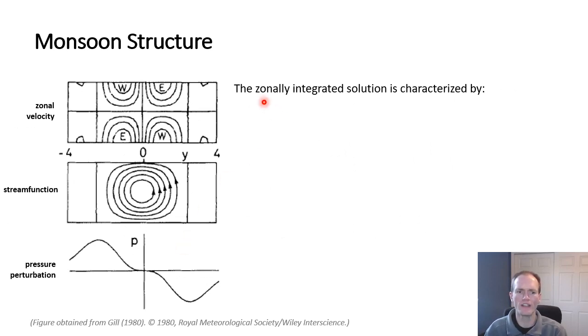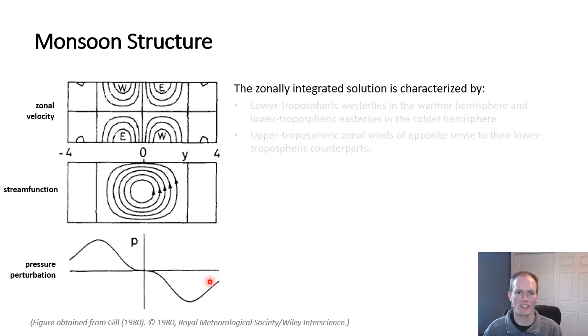So if we take a look at the zonally integrated form of this solution, where we integrated along the east-west axis along lines of constant latitude, we get depictions of the zonal velocity and how that varies in the north-south direction, the stream function, which allows us to characterize the north to south flow in the lower and upper troposphere, and the vertical motion between the two hemispheres, as well as the pressure perturbation and how that varies on the north to south axis.